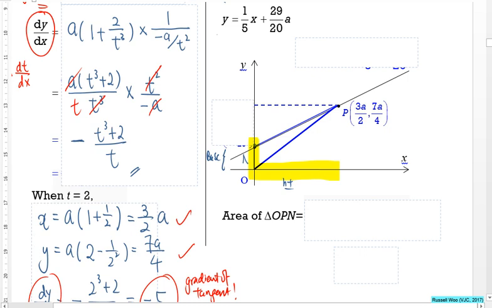The height is the x coordinate of this, 3a over 2. But I need to find this. Do we know this? Of course we do. You all copied already, right? The P.